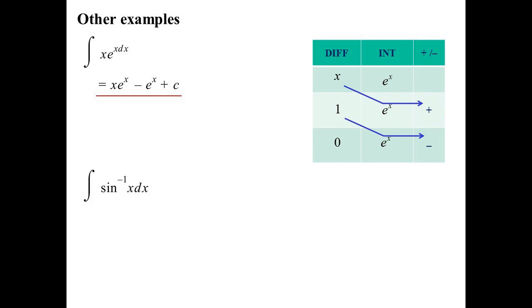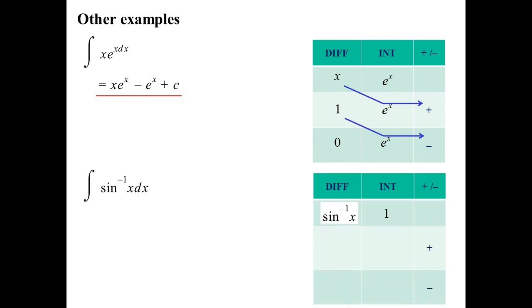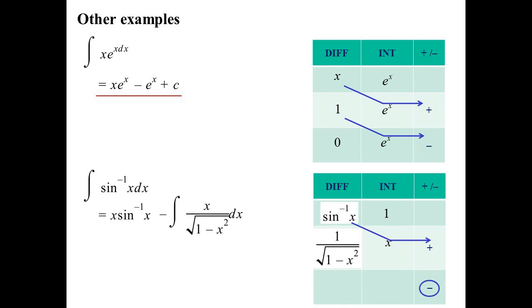Inverse sine, okay. Differentiate inverse sine, I get 1 on the square root of 1 minus x squared. And integrate 1, we get x. That row can be integrated, can't it? Yes. So I can integrate that row, so that's where I'll stop. So we'll get plus x inverse sine x minus the integral of the row that I stopped at.